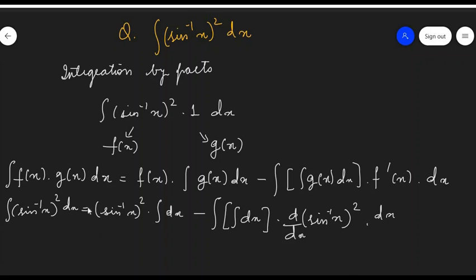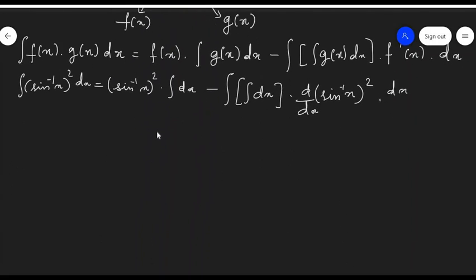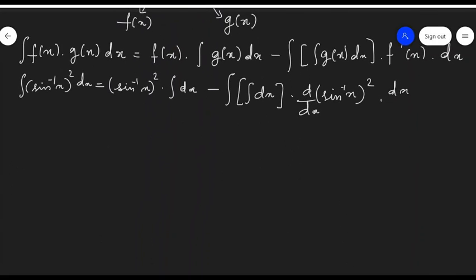To calculate further, I need to find the values of two things: the integration of dx, and then d/dx of (sin⁻¹x)². So let's do that, but before that, let's call this equation number 1. Integration of dx we know is x + c. Let's call this equation 2.